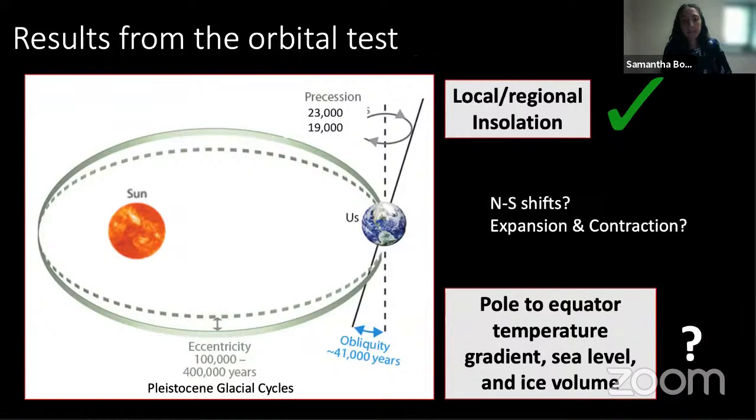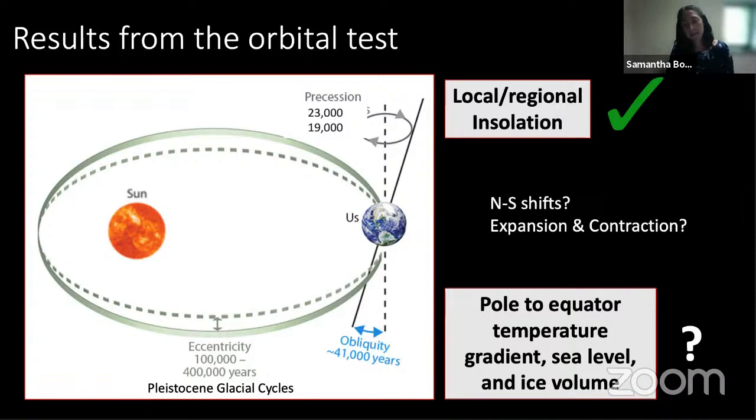All right, but looking at these previous records, we see a clear influence of precession, indicating a strong impact of local insolation in driving changes in rainfall in this region. Now there are still questions as to how exactly it happens. Does precession lead to north-south shifts in the zone of rainfall, expansion, contraction, or some other mechanism?